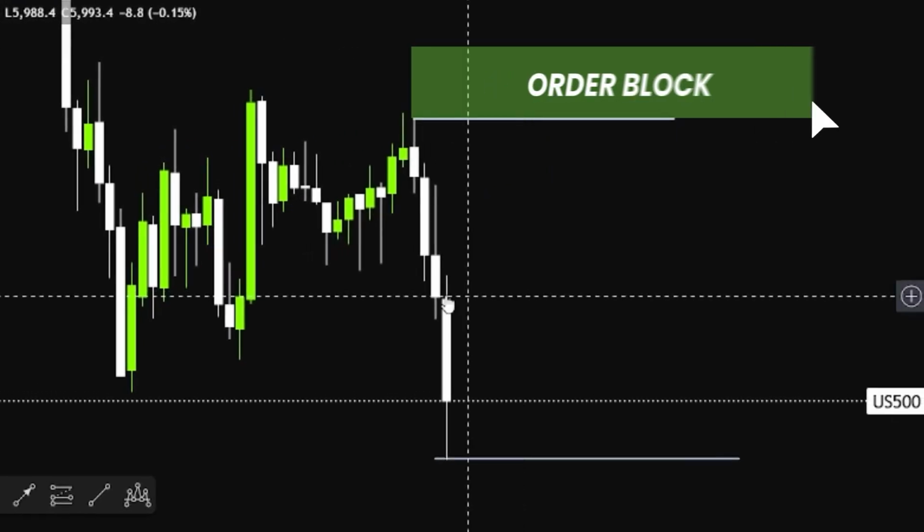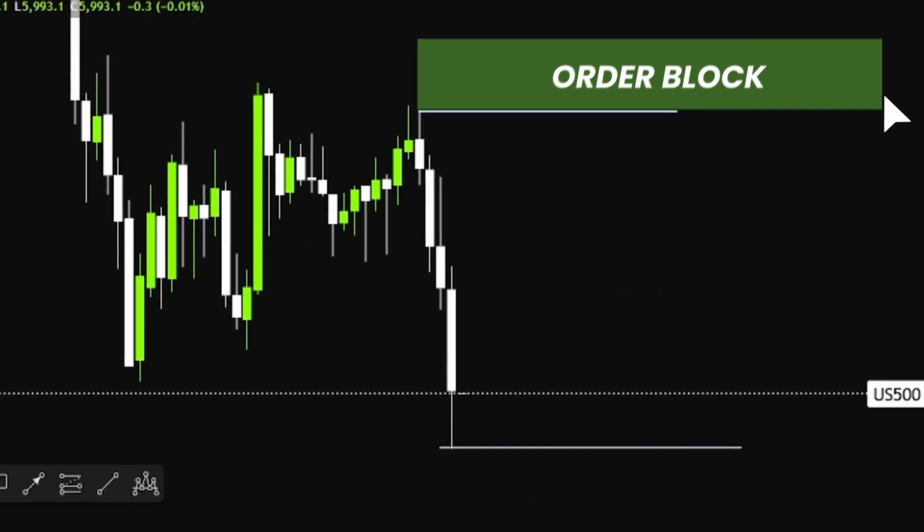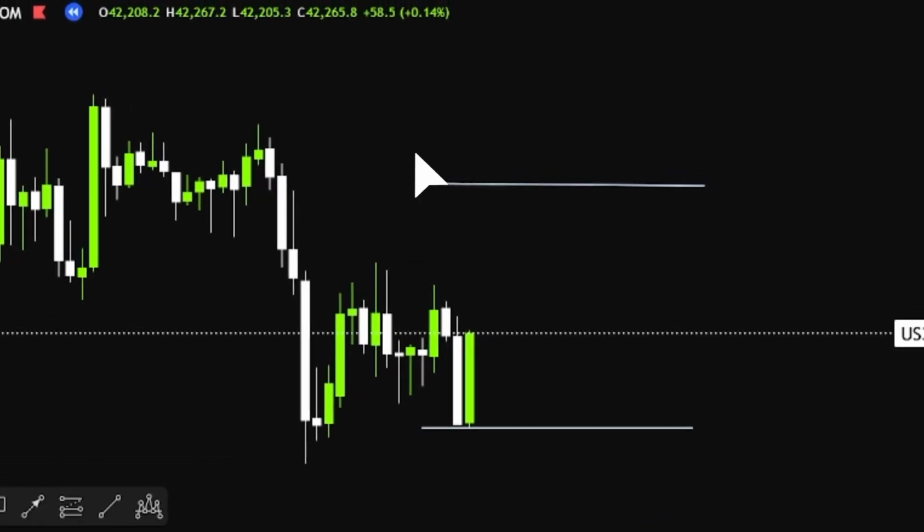You're marking up charts, spotting order blocks, but half the time, price ignores them, right? Well, let me show you how to stop guessing and pick the ones that actually work. Okay, so let's get straight into it.